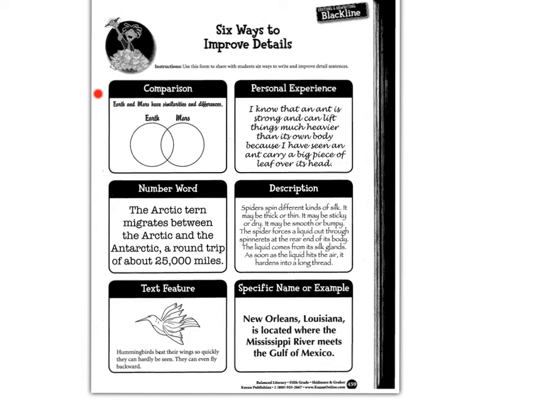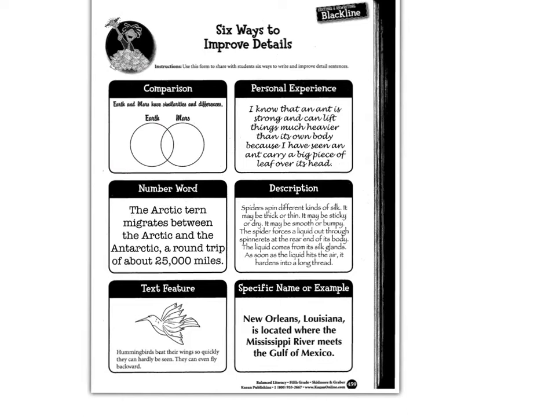For example, if I look here, if I want to do a comparison, I look here and it says Earth and Mars have similarities and differences. Earth and Mars. So what I would do is I would create a graphic organizer that will allow me to write about the differences between two things in my writing. I can write about a personal experience that I had with what I'm writing about.